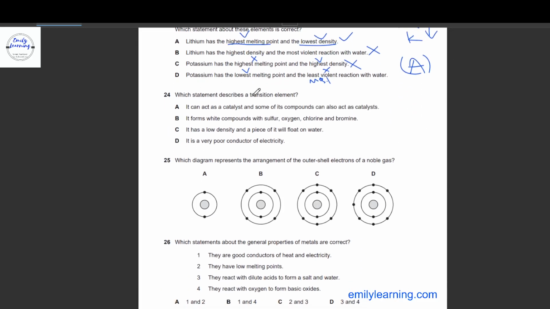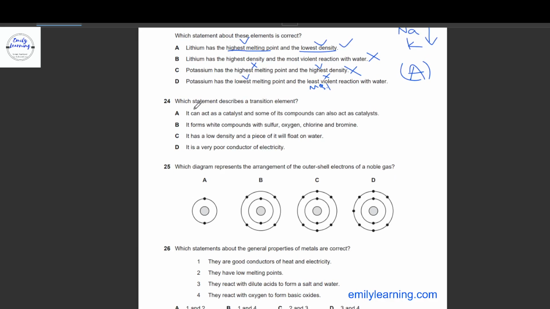Moving on to 24, which statement describes a transition element? A transition element can act as a catalyst, and some of its compounds can also act as catalysts. Yes, it is true. Transition elements and their compounds form good catalysts. It forms white compounds with sulfur, oxygen, chlorine, and bromine. Not necessarily true, because transition elements often form colored compounds. It has a low density. No, they have high density, so they will sink in water. It is a very poor conductor of electricity. Wrong. Transition elements are metals, and metals are good conductors of electricity. So the answer for 24 is A.